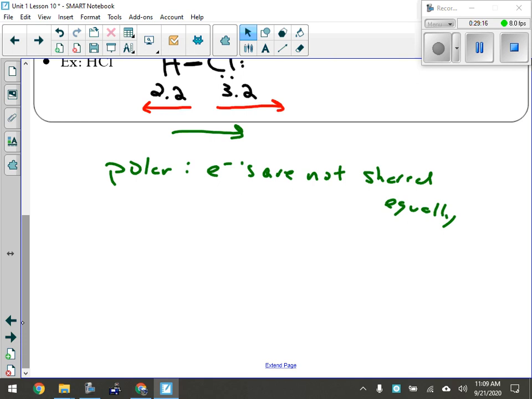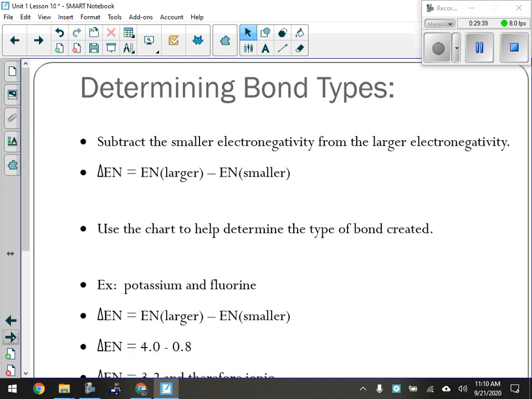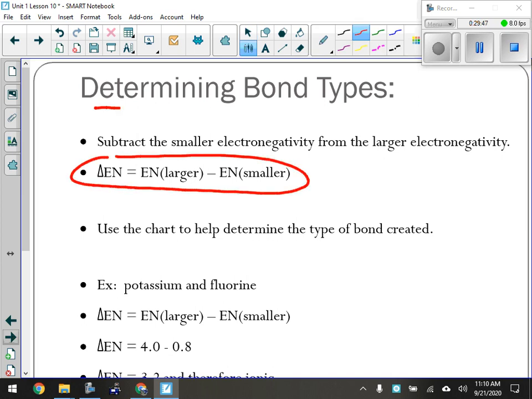So you might say, how do I know that? For the most part, when we talk about metals and non-metals, we're going to pretend that they're ionic. When we talk about two non-metals, we're going to say that's covalent. Maybe we can narrow it down a little bit to polar covalent or non-polar covalent bond, but we're still going to stick with that for the most part. How do we determine bond types? All I want you to copy down is this part right here, so let's write down determining bond types.